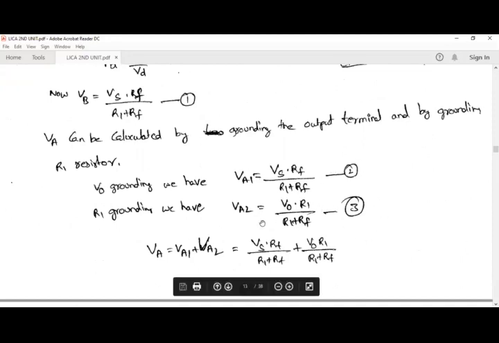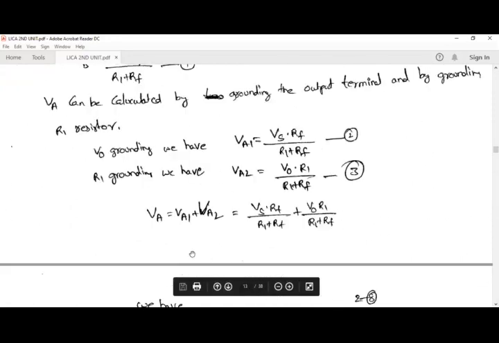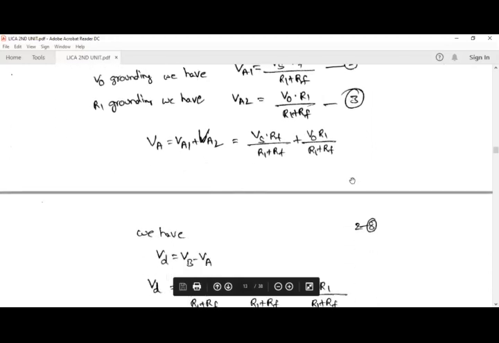From equations 2 and 3, total VA is equal to VA1 plus VA2. That means VA is nothing but the voltage due to the input voltage source as well as the voltage due to feedback. So we are going to add these two equations, equation 2 and equation 3, and we have obtained VA.